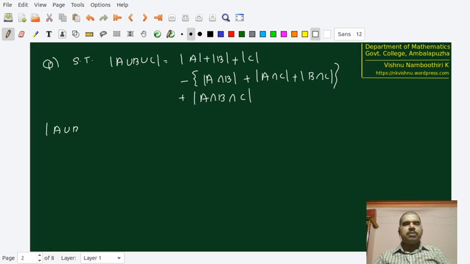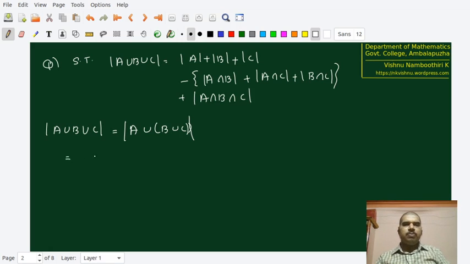Consider A union B union C. Now consider B union C as a single set and A as one set. So B union C is one set and A is another set. Therefore, we can use what we proved in the previous case.